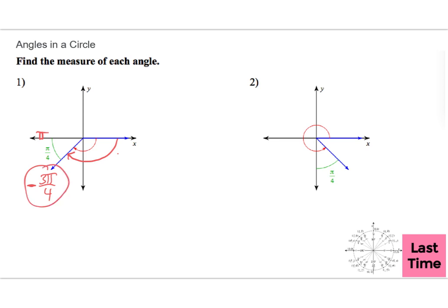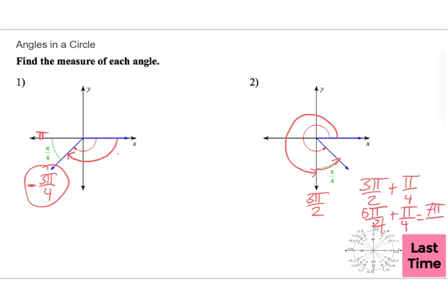For the next one, we're going around in a positive direction, and I stopped when I got to this vertical axis because I know this is going to be 3 pi over 2. And if we're going pi over 4 beyond that, I could say this is 3 pi over 2 plus pi over 4. Okay, I need a common denominator, so that'd be 6 pi over 4, plus 1 pi over 4 is going to be 7 pi over 4. And that's good for that.